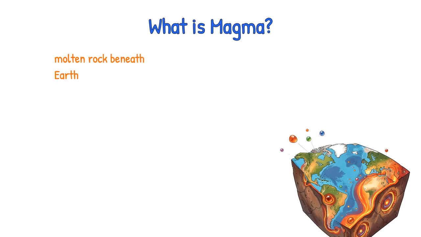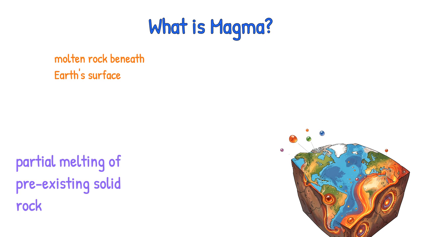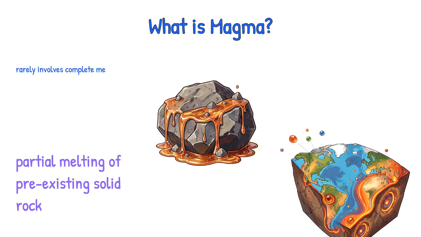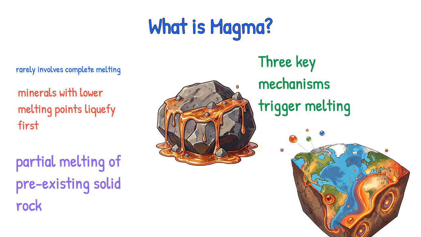Magma is the molten rock beneath Earth's surface. It originates primarily through partial melting of pre-existing solid rock within the crust or upper mantle. This process rarely involves complete melting. Instead, specific minerals with lower melting points liquefy first. Three key mechanisms trigger melting by reducing the melting temperature of rock.